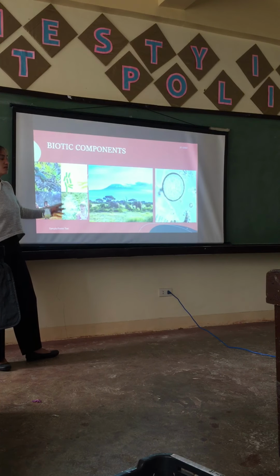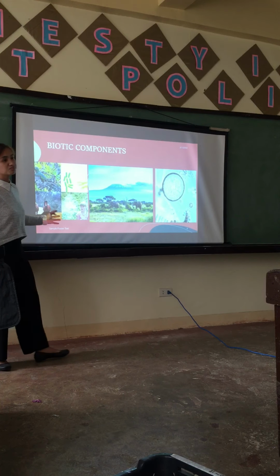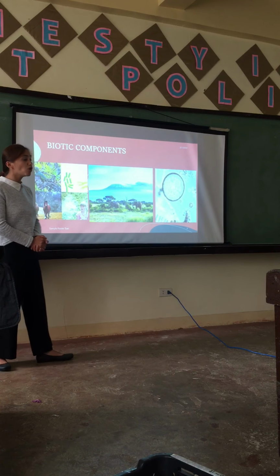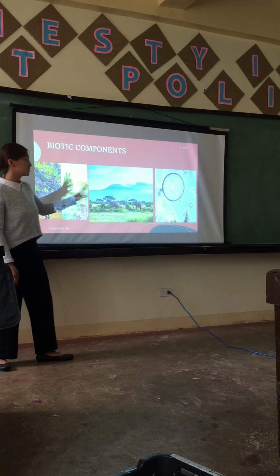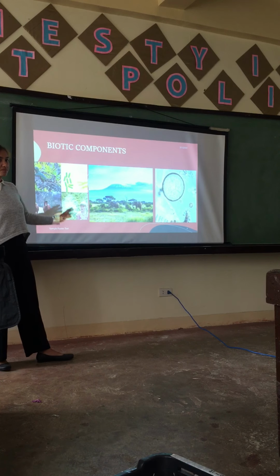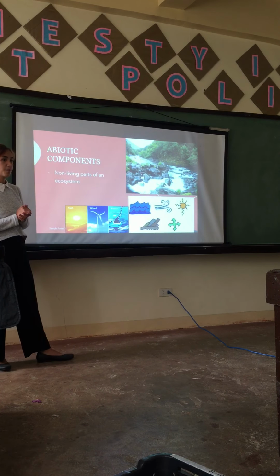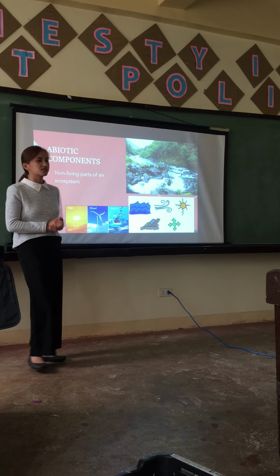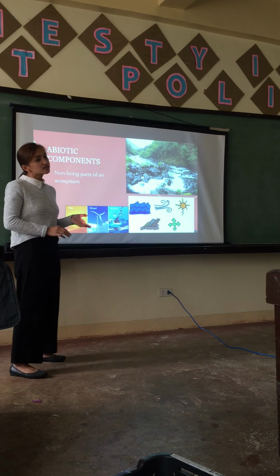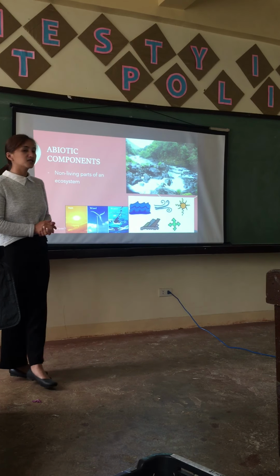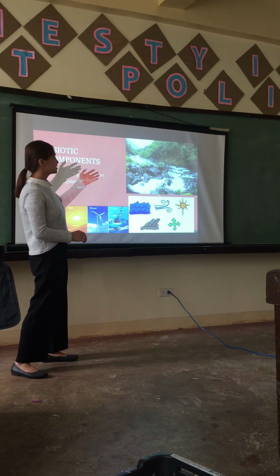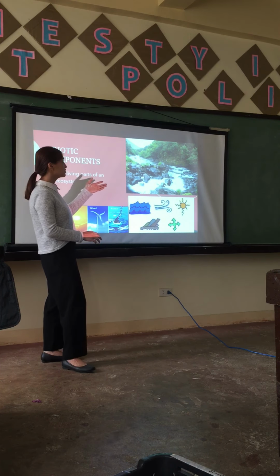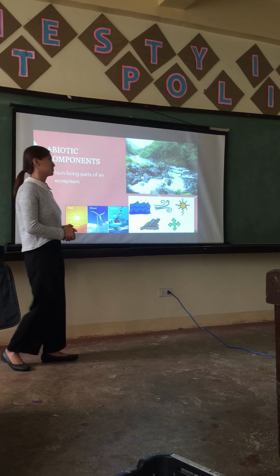Okay? So we have here some features for us to know more of the biotic components, like the microorganisms, the bacteria, and fungi, and viruses. Okay. So next, we have the abiotic components. The abiotic components is basically the non-living parts of an ecosystem. So what are the things that you can see there that includes the abiotic components?